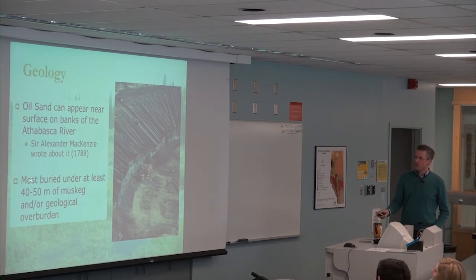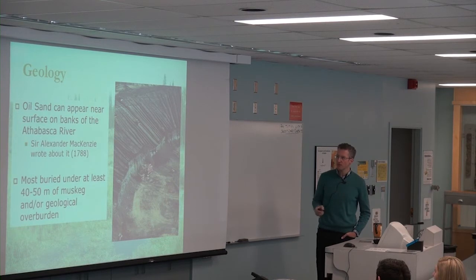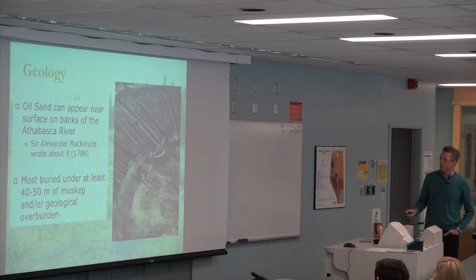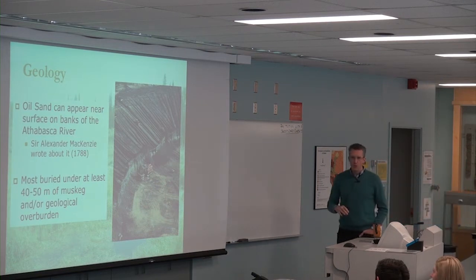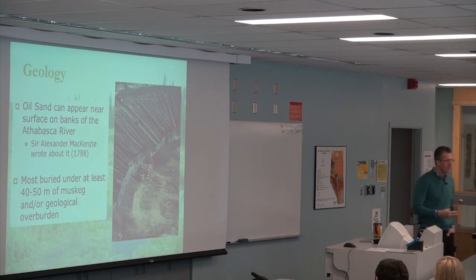But most of the surface mining available oil sands is buried under about 40 or 50 meters of muskeg and or geologic overburden. And so you can just see from this image here that all of the vegetation has to be removed and all of the surface soils, as well as about 40 meters of overburden geologic material, has to be removed from this environment. So it's a pretty significant disturbance, and as I would argue, again, similar in magnitude to glacial advance and retreat.